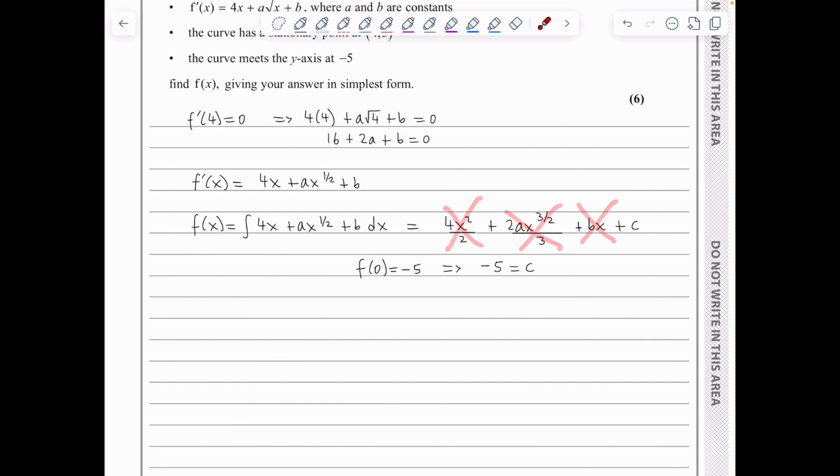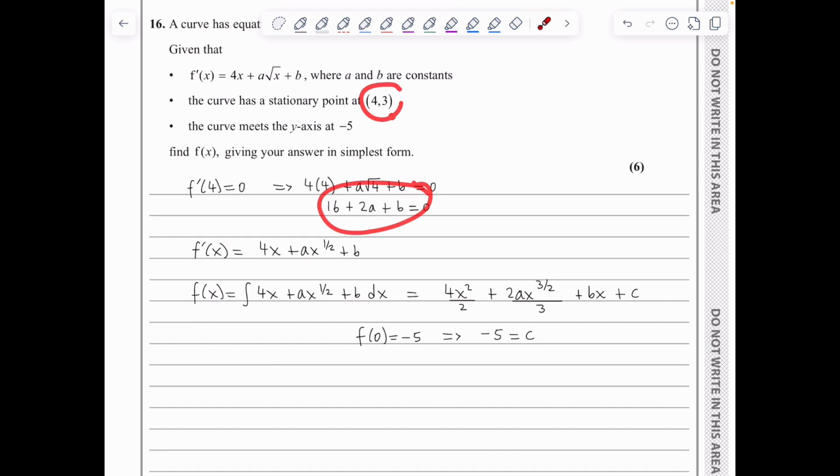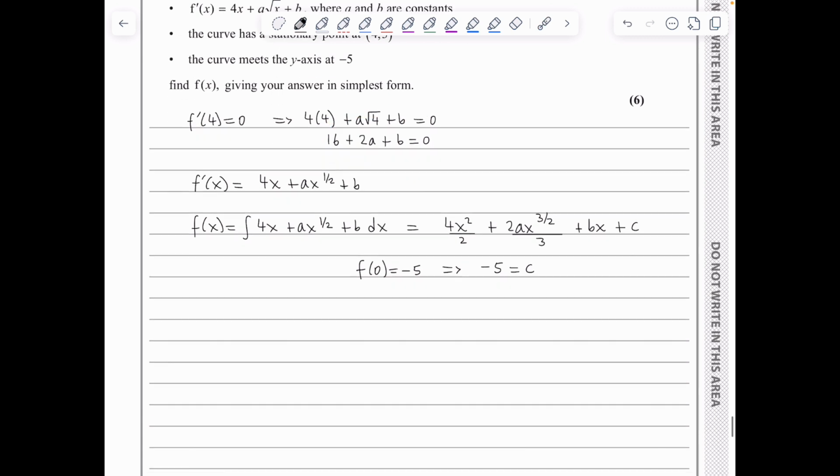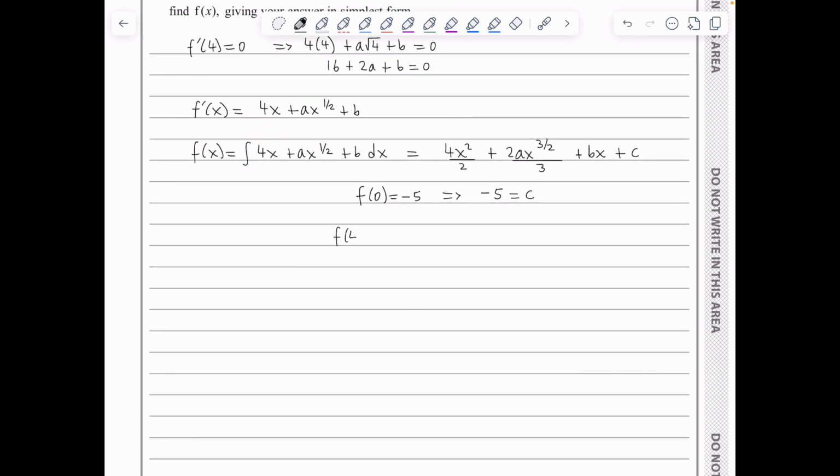So we have established that c is negative 5. Now we've got one equation in a and b. I need to find another equation in a and b, and I'll be using the fact that the point (4, 3) is a point on the curve. This means that f of 4 is equal to 3, and therefore we are looking at 4 times 4 squared over 2 plus 2a times 4 to the 3 over 2 over 3 plus 4b plus the c, which is negative 5, is equal to 3.